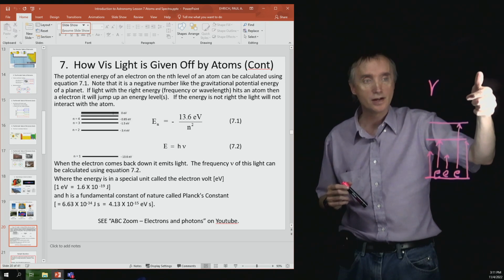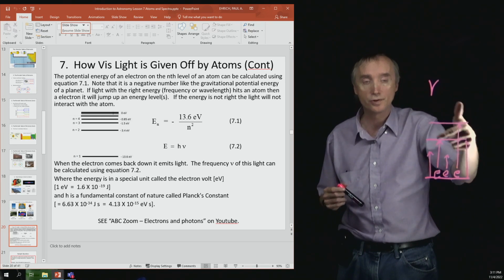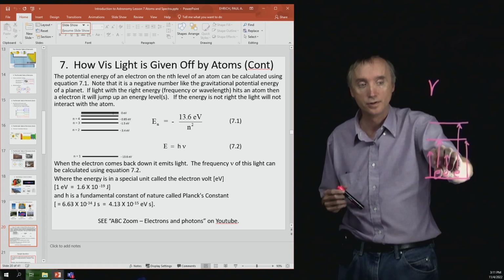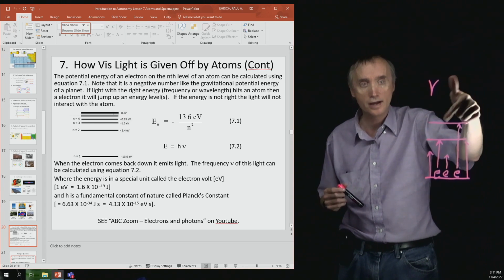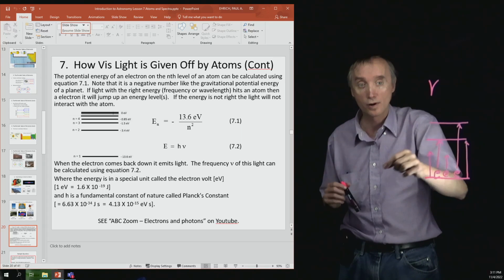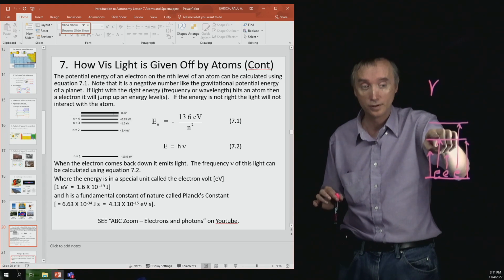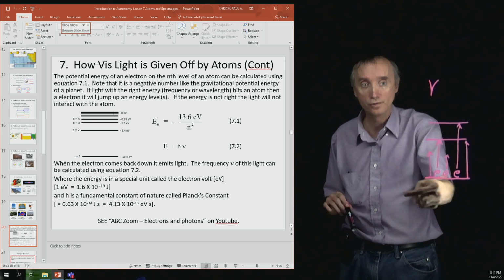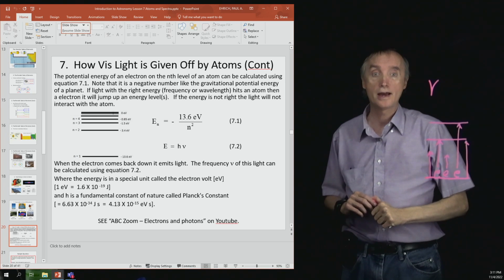So let's say that light is coming in with a certain energy and it's going to hit that electron. Well, if the light has the right energy, the right frequency, it will jump. But if it's the wrong frequency, it just goes right through the atom and nothing happens.